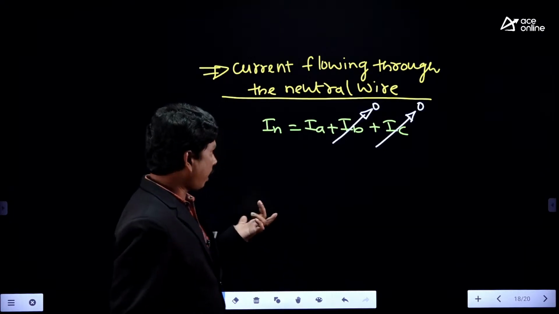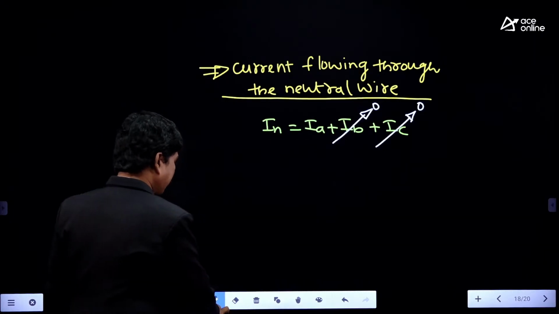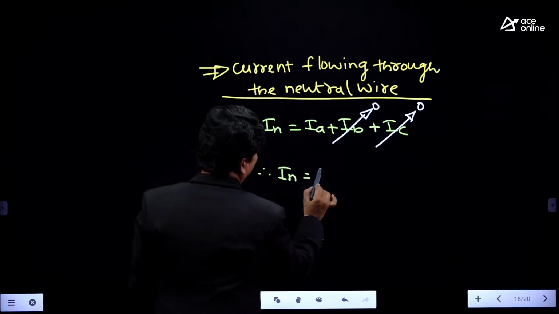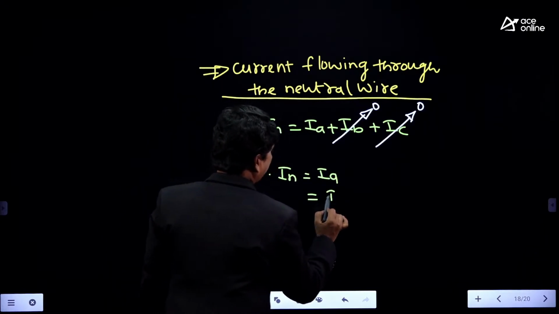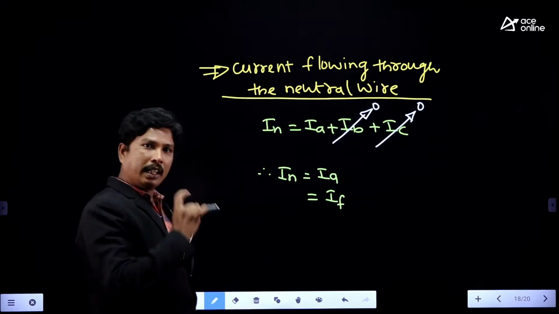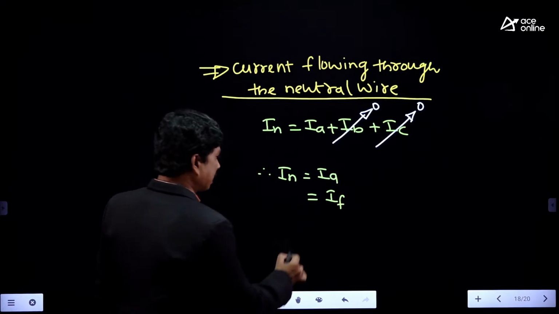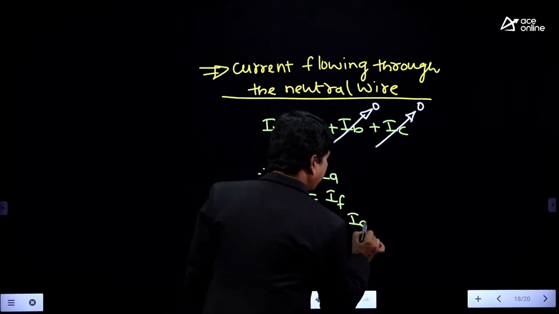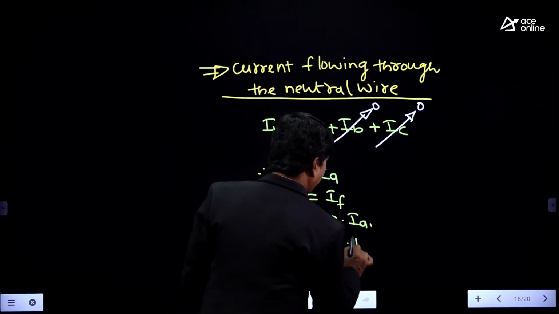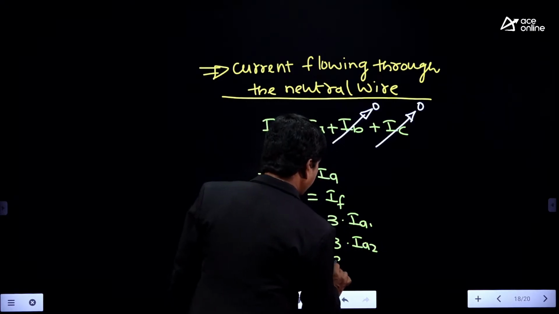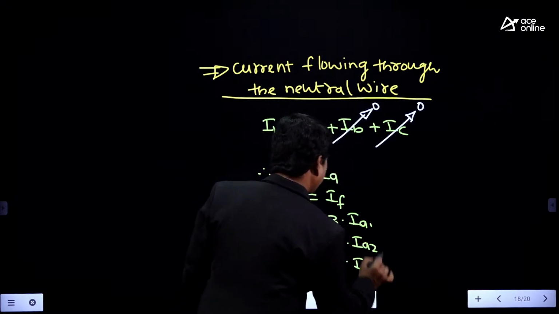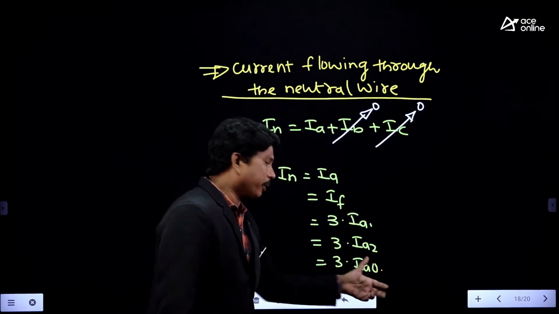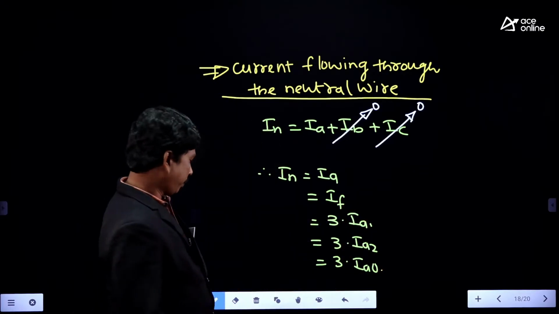So we have written already. So the neutral current is nothing but only the A phase current. So IN is equivalent to IA, which is nothing but the fault current. So what is the fault current? The fault current, or A phase current, is nothing but 3 times IA1 or 3 times IA2 or 3 times IA0. All are same. Clear? Because IA1, IA2, IA0 all are same for LG fault.